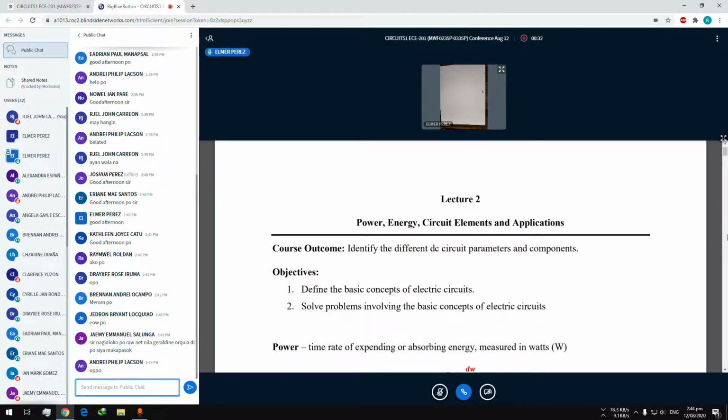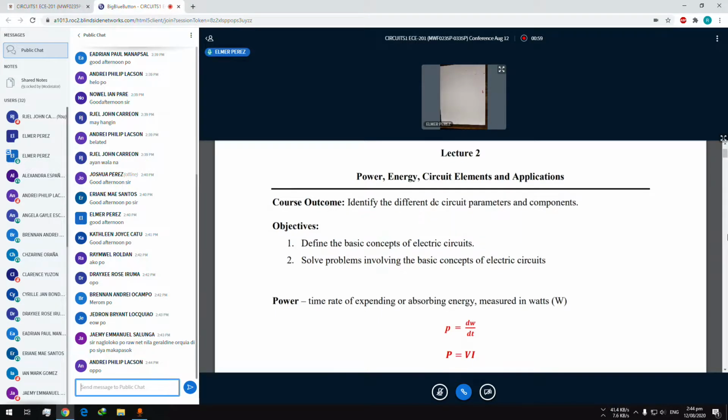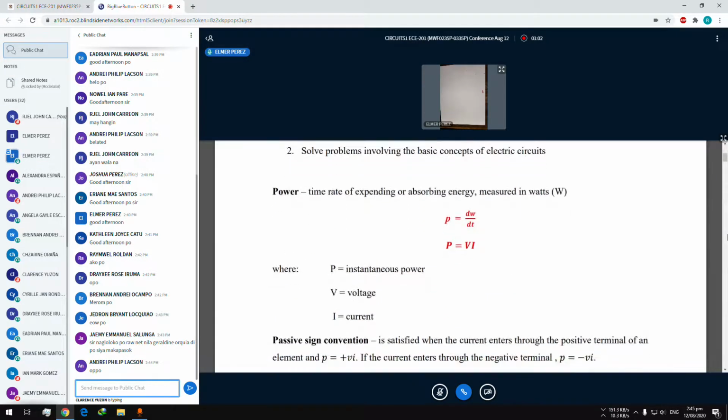Ayan. So, ang lesson natin is about power, energy, circuit elements, and applications. So, ang objective ng discussion natin today is to identify the different DC circuit parameters and components. So we have discussed what DC circuits are. That's the outcome. So we'll define some concepts of electrical circuits, and then we'll solve some problems involving these basic concepts. So una is power. Okay, power is the time rate of expending or absorbing energy measured in watts.